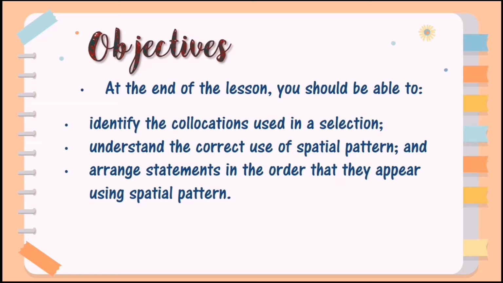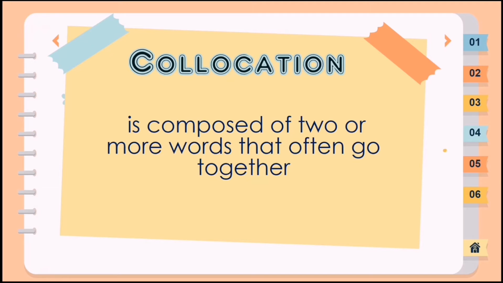What is collocation? It is composed of two or more words that often go together. So, two words with different meanings, but if you combine them together, they create a new meaning. In combining words, be sure that they fit together. They should be a good match.